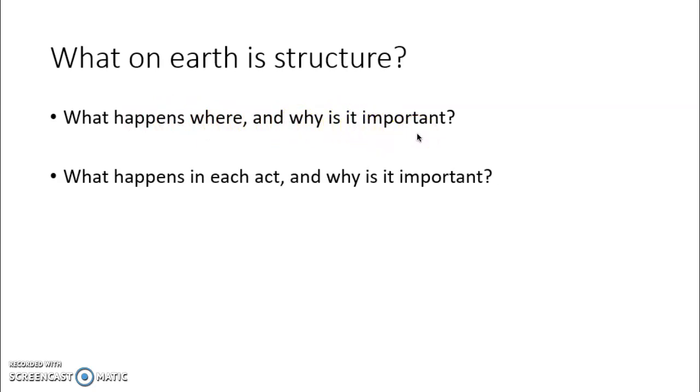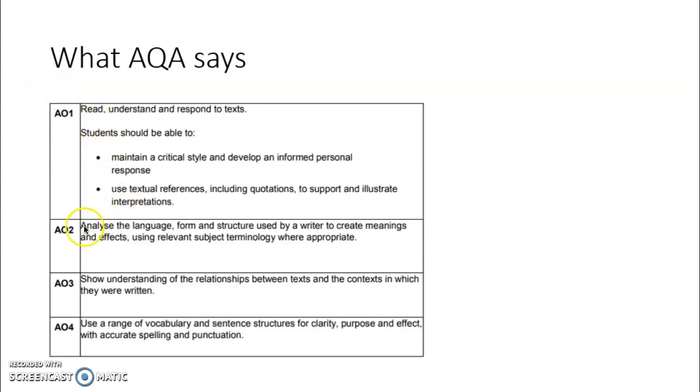And this is the same, by the way, for poetry. It's the same for Jekyll and Hyde. It's the same for An Inspector Calls. What happens where and why is it important? So in the case of Macbeth, what happens in each act, why is it there, and why is it important? It is as simple as that. So structure comes into this part of the mark scheme, AO2, language, form and structure. And it's specifically what the writer does to create particular meanings.